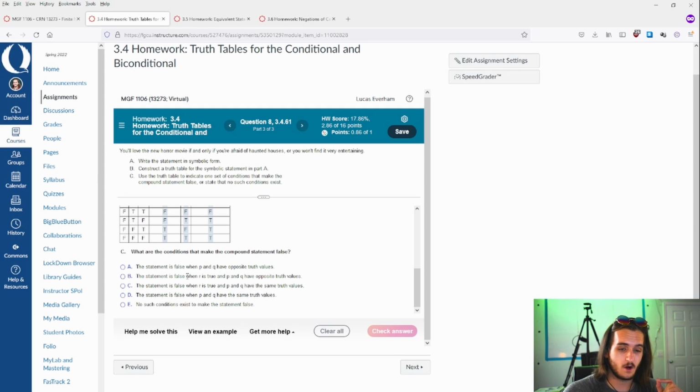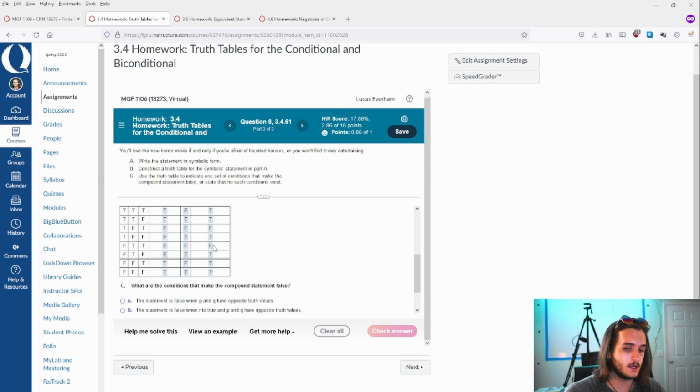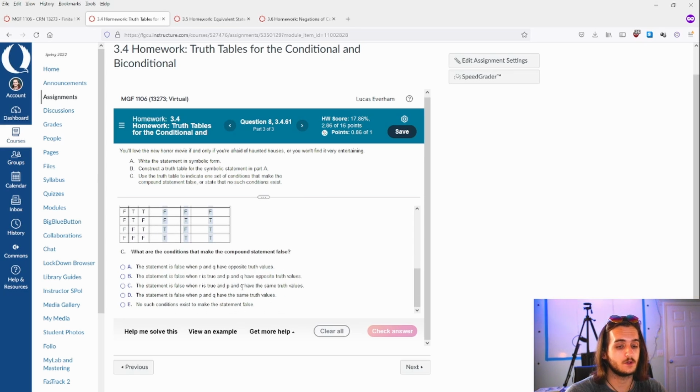The same is false when R is true, P and Q have opposite truth values. That seems closer, but they wrote it in a weird order. R is true, P and Q have the same truth values? No. False when P and Q have the same truth values? Definitely not. No condition exists to make the statement false. This is not a tautology. It can be false. So our answer here is B. I don't know why they put R first, but that's what we're looking at.